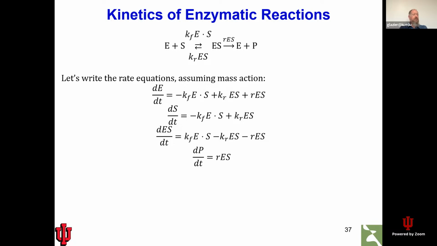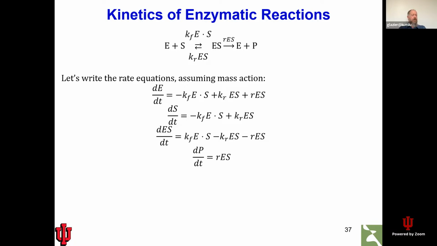And again, if I'm doing this by hand, I'll just walk through systematically. I'll start out E plus S. E plus S goes to ES. That means for my E equation, I'm losing 1 unit of E. And I look at the top of the arrow, I see kf E times S. So I write minus kf E times S. I just do that systematically. And one thing you'll see, of course, is that those chemical reaction diagrams are pretty compact. The ODEs take up a lot more real estate to say the same thing.